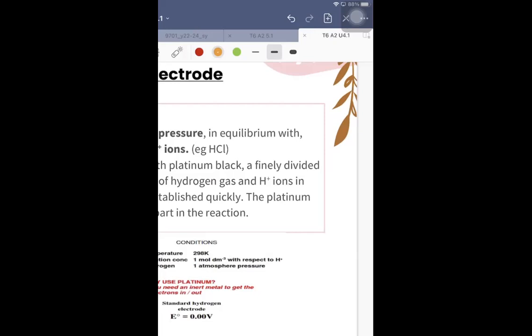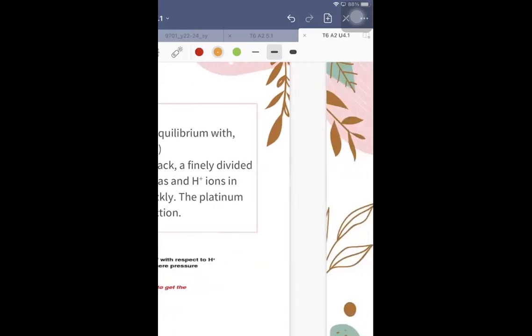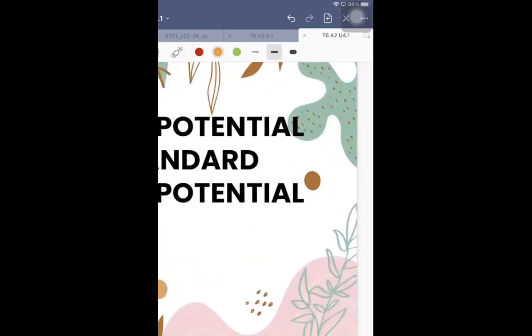The reason why we use platinum is because it's inert and it does not take part in the reaction. Okay, you don't have this information word by word, but it's the same thing that you have in your notes.